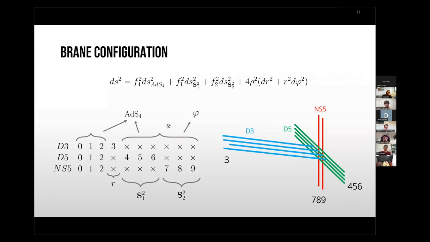Okay. More intuition about the metric and the branes and the relations. The D3 branes are in dimensions 0, 1, 2, 3. The D5 branes are in dimensions 0, 1, 2, 4, 5, 6, and the NS5 branes in these other dimensions. From 4, 5, 6, we get one sphere, and from the other directions we get another S2 sphere. From 3, we get the coordinate r, which is the coordinate at which the branes are located. And we get the AdS4 by taking one dimension of this transverse space and combining it with 0, 1, and 2. And the other dimension that we have is the coordinate phi, and we get this metric.